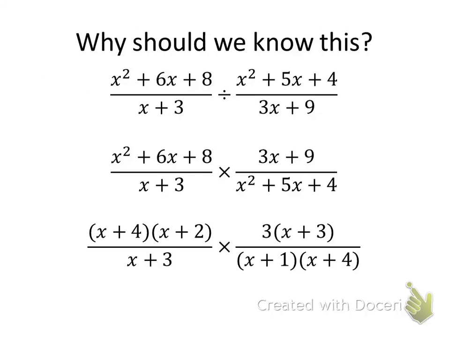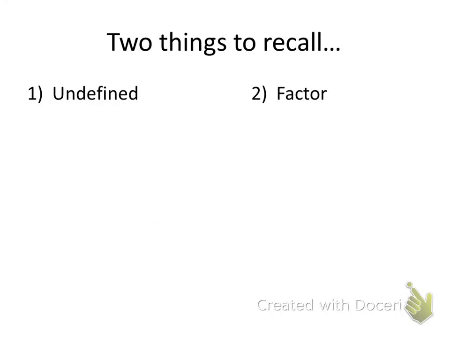We'll learn that together, okay? So, two things to recall. Undefined, this is something you should know already. Undefined is when anything is divided by 0. So if you have 1 divided by 0, it's undefined. Or if it's the expression 3x plus 2 divided by 0, this is undefined. In math, we don't like undefined, okay? So we want to keep away from fractions that are undefined. So anything divided by 0 is undefined.